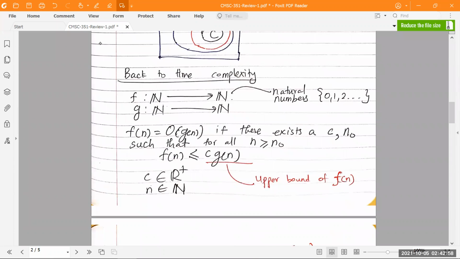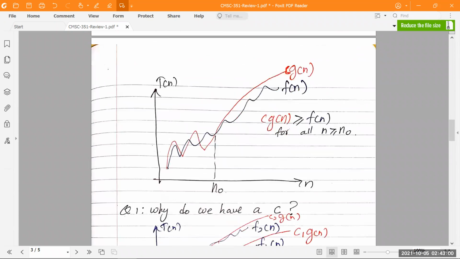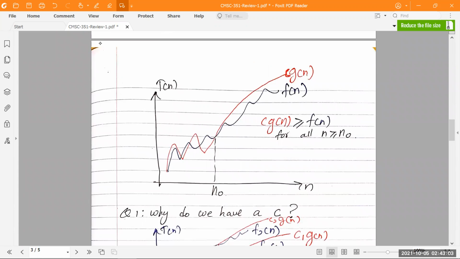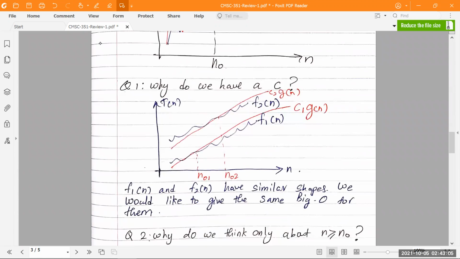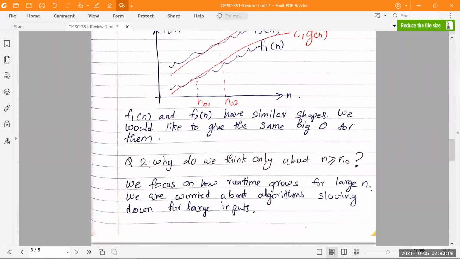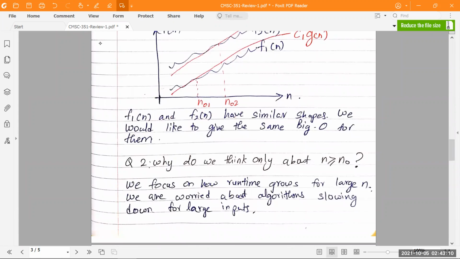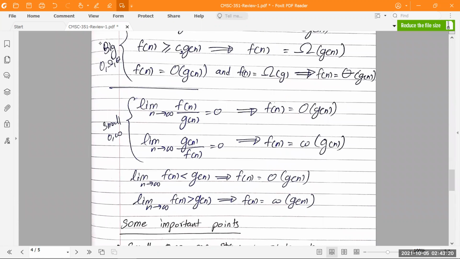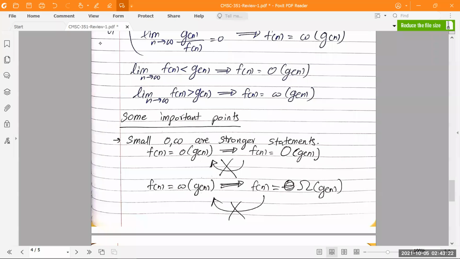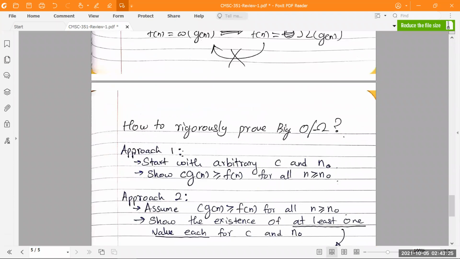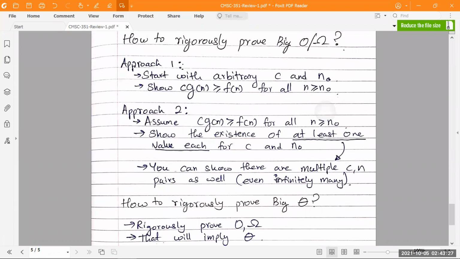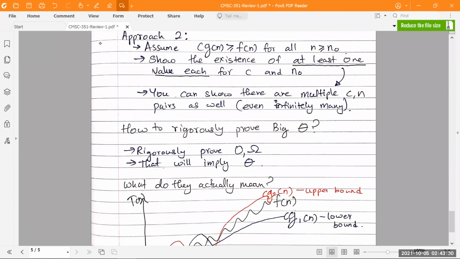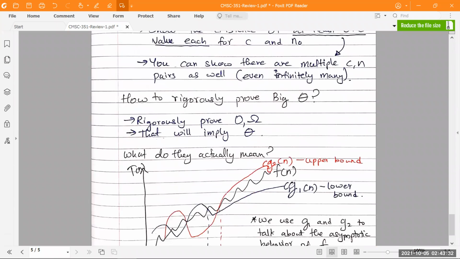And then we talked about what big O is, and we understood it through this graphical representation. Then we talked about why we have a c constant here, and why we can talk only about n bigger than n naught. Then we talked about other definitions such as big O, big omega, big theta, small o, small omega, and which of these are stronger statements and which are weaker. And then we talked about how to rigorously prove these things, all three, and even the other two you can rigorously prove in a similar manner.